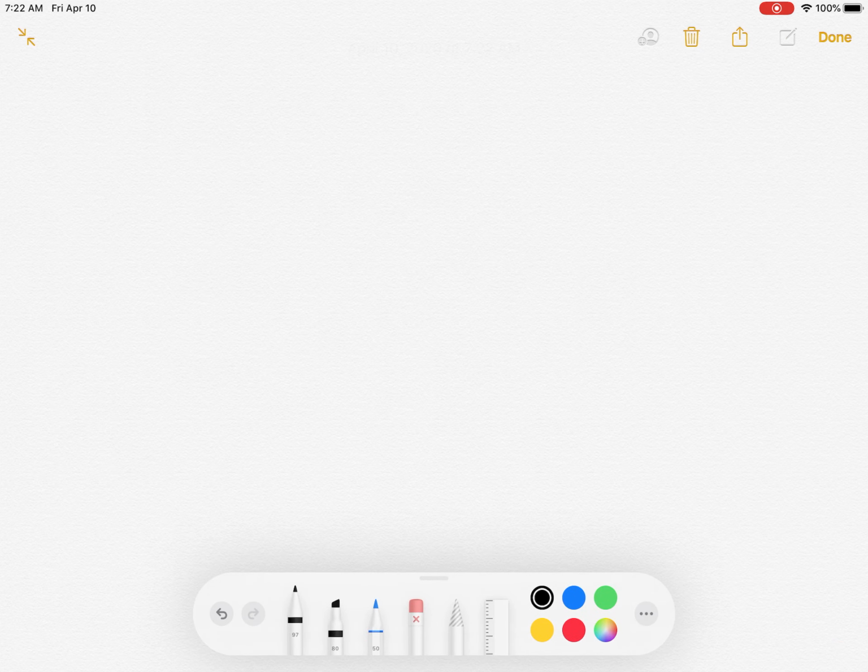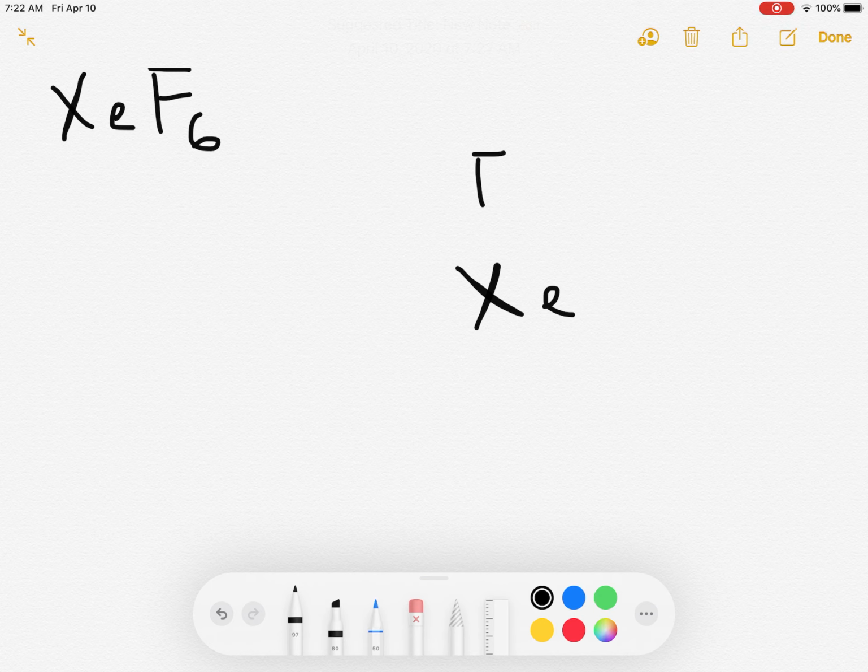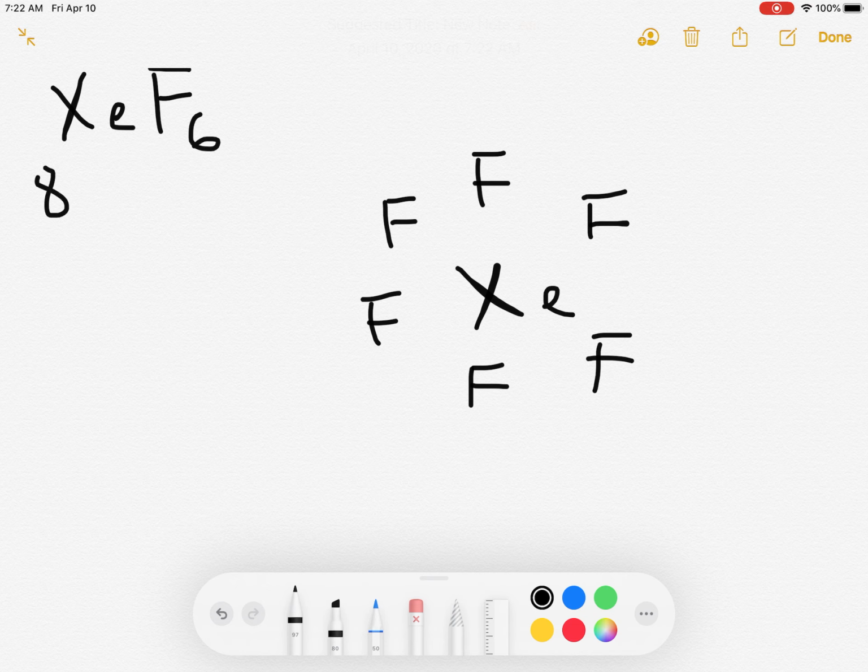Okay, last one, XeF6. So xenon's going to be in the middle, and then we're going to have 6 fluorines. And then add up our valence. Xenon has 8, fluorine has 7, and that's going to give us 50 valence electrons.